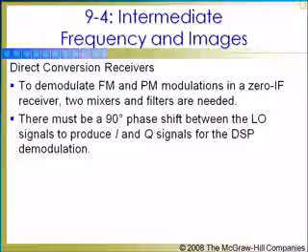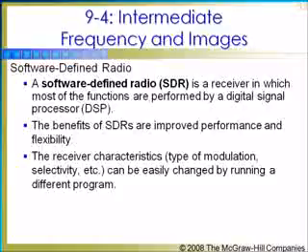This I to Q direct conversion architecture is now one of the most common receiver architectures used in cell phones and wireless networking ICs. Next, we have the software-defined radio or the SDR. It is a receiver in which most of the functions are performed by a digital signal processor or the DSP. The benefits of these SDRs are improved performance and flexibility. The receiver characteristics, which involve the type of modulation, selectivity, and so on, can be easily changed by running a different program.